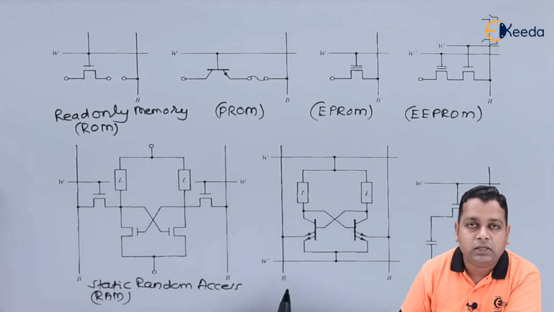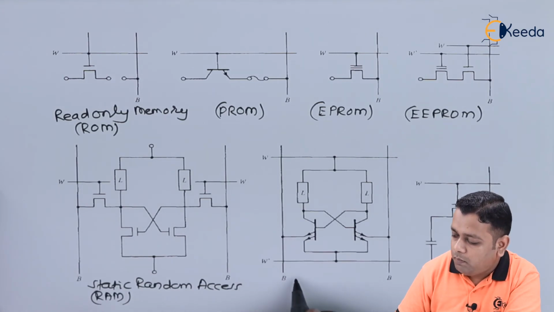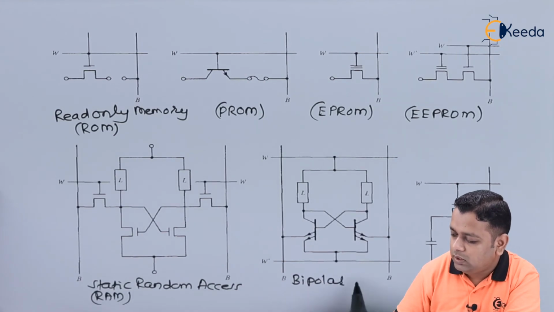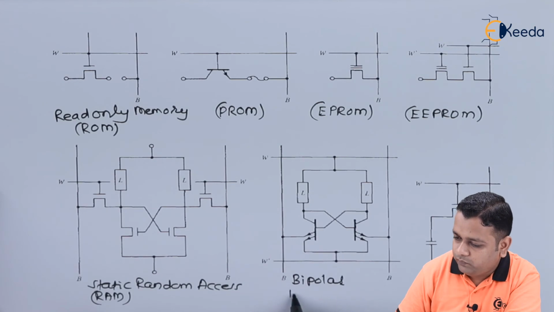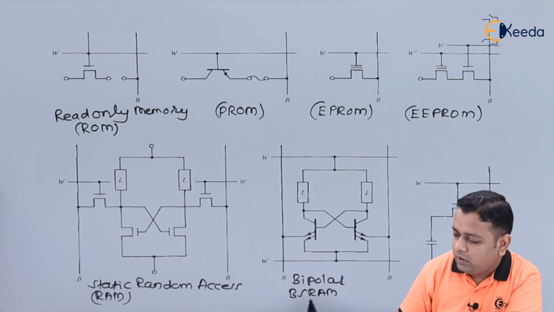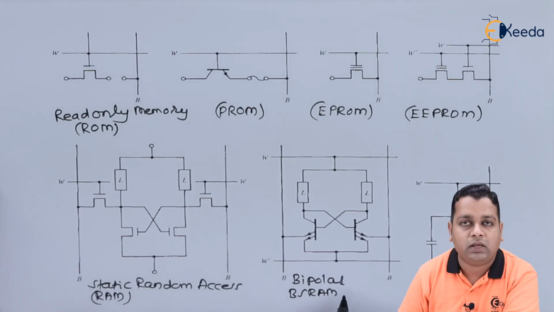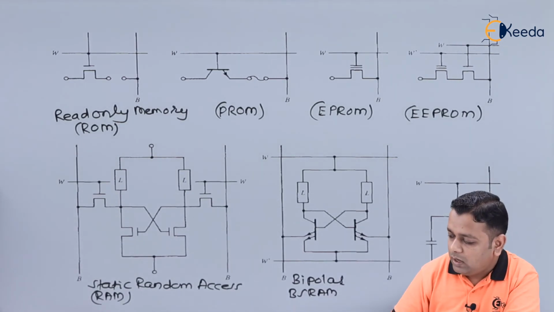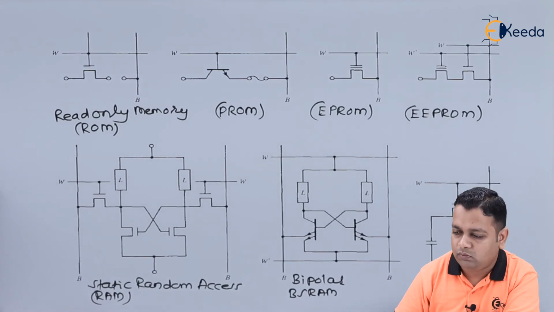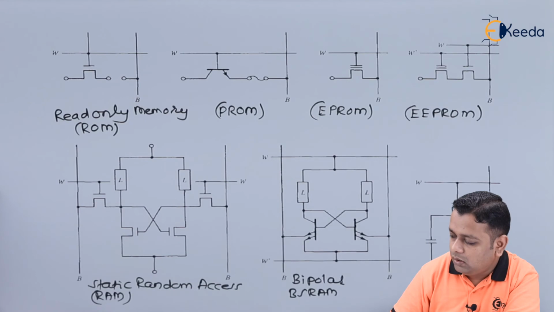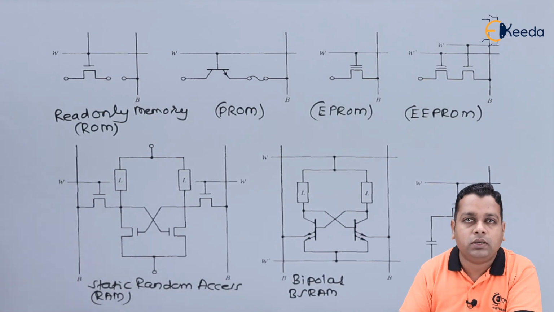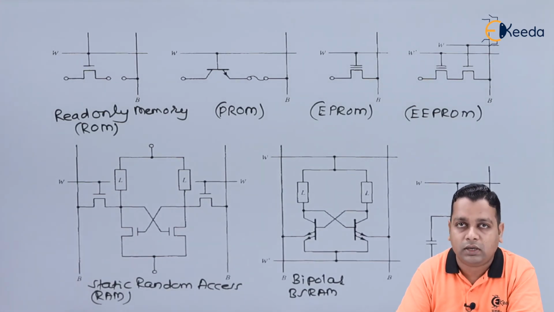Now the next circuitry makes use of bipolar technology with the static random access memory. It is also called BSRAM, bipolar static random access memory. And the last diagram gives us the circuitry of the dynamic random access memory, called DRAM. The details of how the memory stores are part of digital electronics.